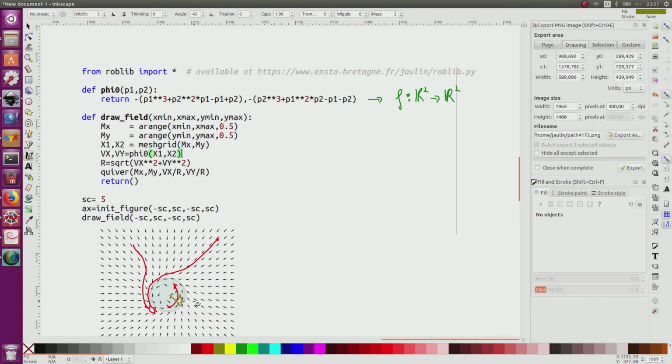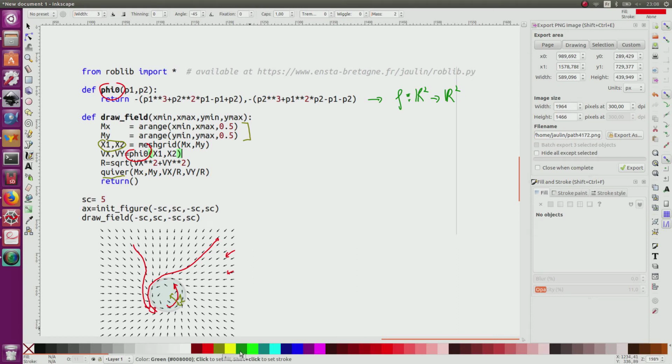To draw this, I will use the quiver function, and I will need first to build my gridding corresponding to all these points. So it is mx, my corresponding to 2 vectors. Then I build the matrices x1, x2. Then using phi given here and called here, I will build the values for each vector represented by the smaller arrows here. And thanks to quiver, I will be able to draw this vector field.